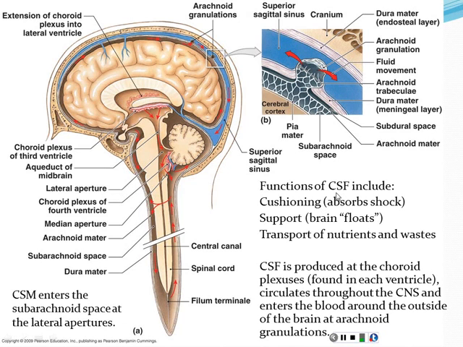All right. So CSF: cushioning, support, and transport of nutrients and wastes. In all these labels, what do you need to know off this? You should know the lateral ventricle, the third ventricle, the aqueduct for sure, the fourth ventricle, the lateral aperture, and then these arachnoid granulations. But the rest of this stuff, we either picked up in other places or isn't important to know.